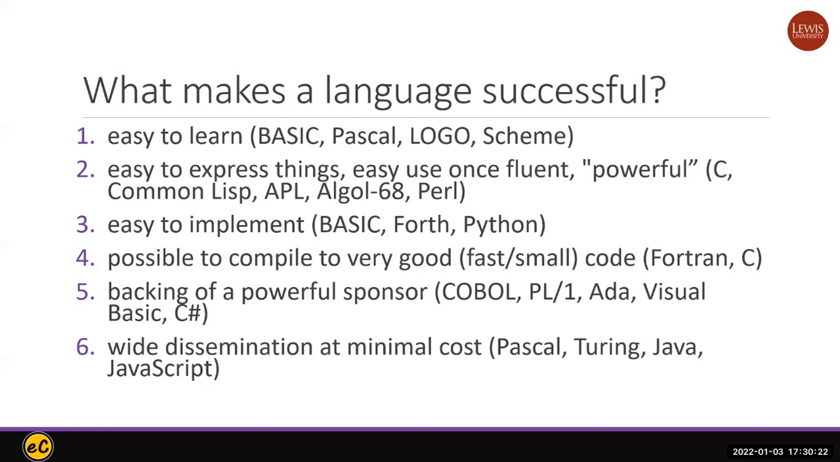And also sometimes related to the sponsors. For example, COBOL by IBM, Visual Basic by Microsoft. Okay, these are also very important factors for a language to be successful. Then wide dissemination at minimal cost. So basically, these are different factors of making a language successful.